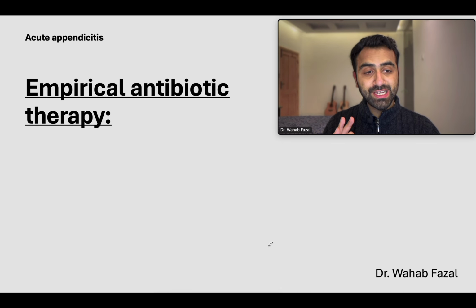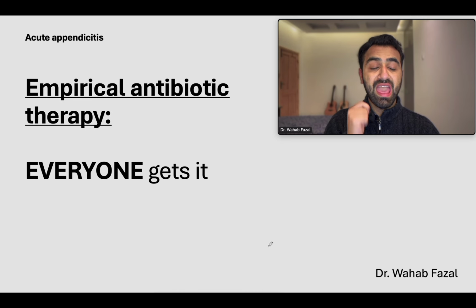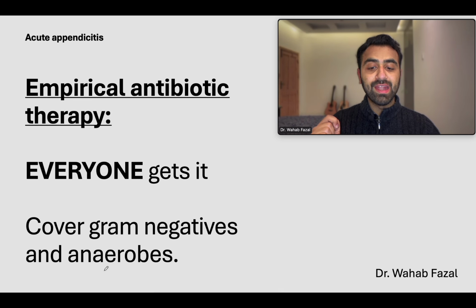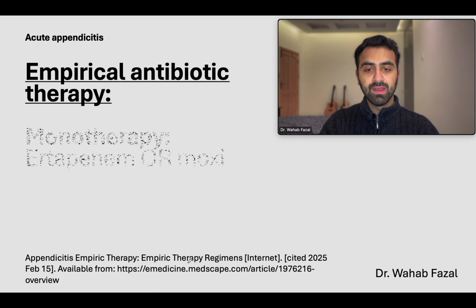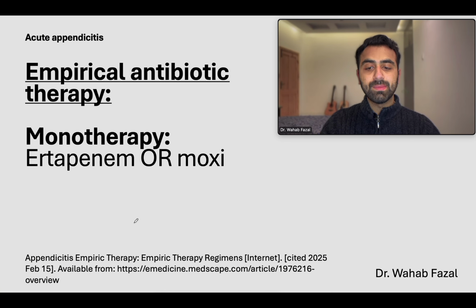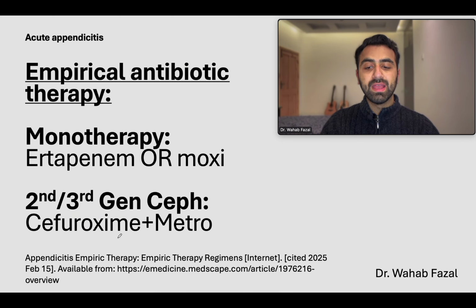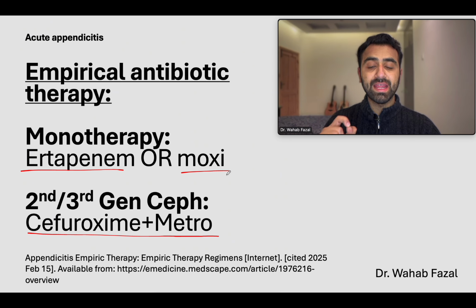Now, for every patient with acute appendicitis, you want to start them on empirical antibiotic therapy. Everyone gets it. This antibiotic therapy should cover gram-negatives and anaerobes because these are the predominant bugs present inside your gut. What's the empiric antibiotic therapy? You can use monotherapy as well as dual therapy that includes cefuroxime plus metronidazole. And for monotherapy, you can use ertapenem or moxifloxacin. This is the empiric antibiotic therapy for acute appendicitis, and everyone gets it.